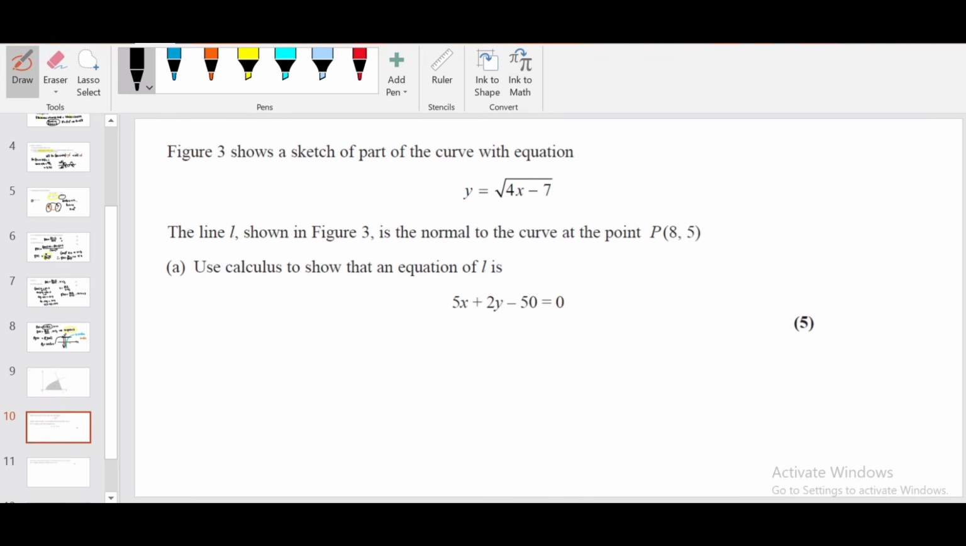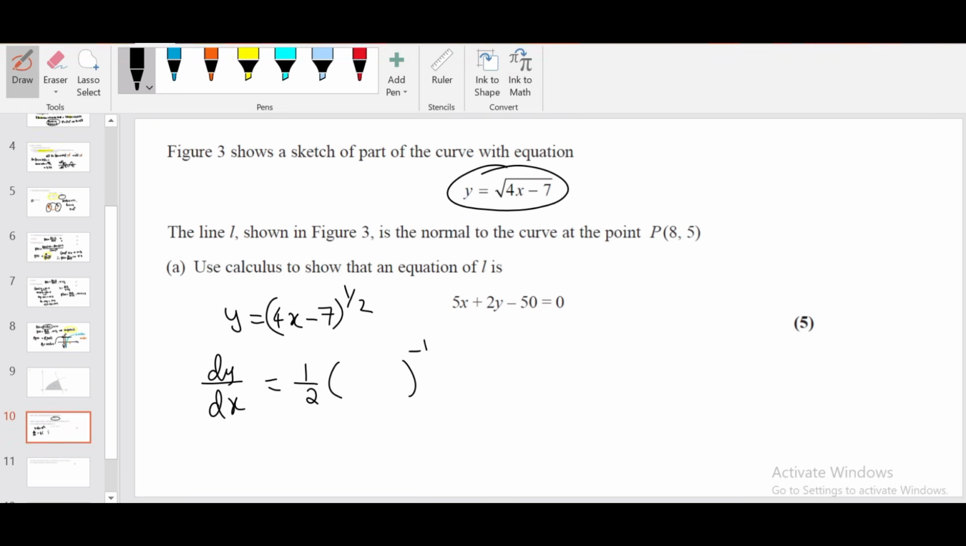We are going to apply the same method, but when it comes to differentiation, we need to apply the chain rule. So take it as y is equal to (4x minus 7) to the power half. When you differentiate it with respect to x, half times (4x minus 7) to the power half minus 1, times the derivative of 4x minus 7, which is 4. You can write this as 4 over 2, which is 2, divided by the square root of 4x minus 7.